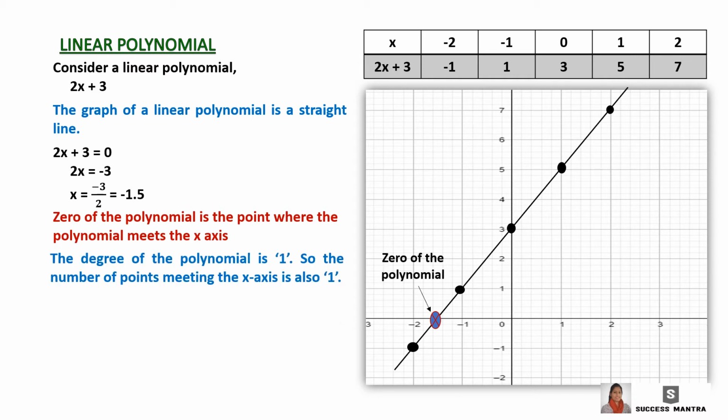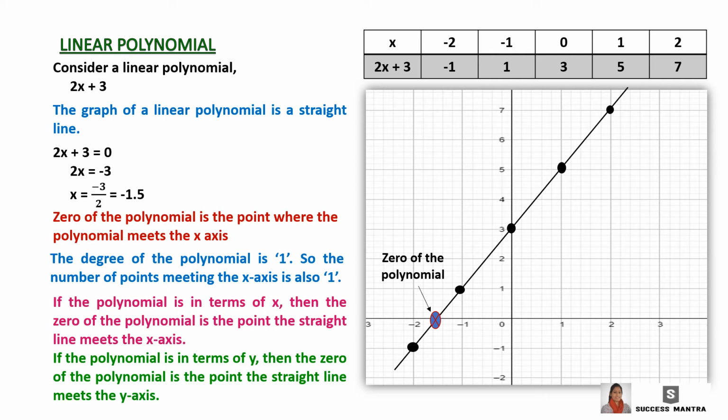The degree of the polynomial is 1, so we have only one point that crosses the x-axis because we have only one zero here. Moreover, if the polynomial is in terms of x, then the zero of the polynomial is the point where the straight line meets the x-axis. And if the polynomial is in terms of y, suppose the given polynomial is 2y plus 3, then the zero of the polynomial is the point where the straight line meets the y-axis.